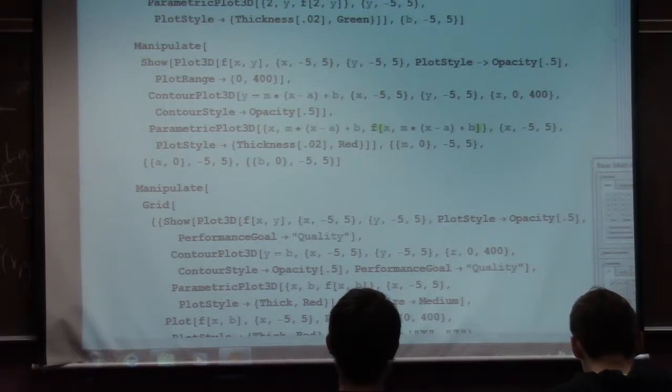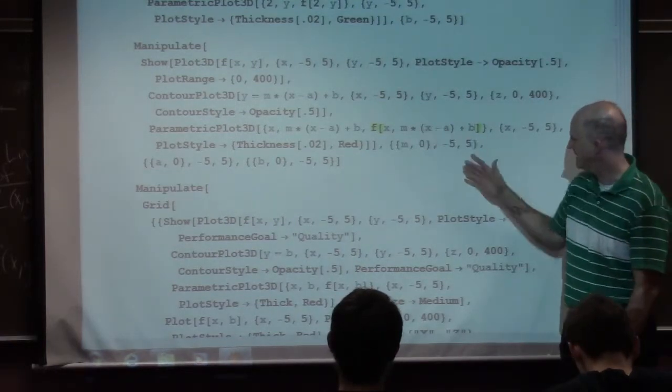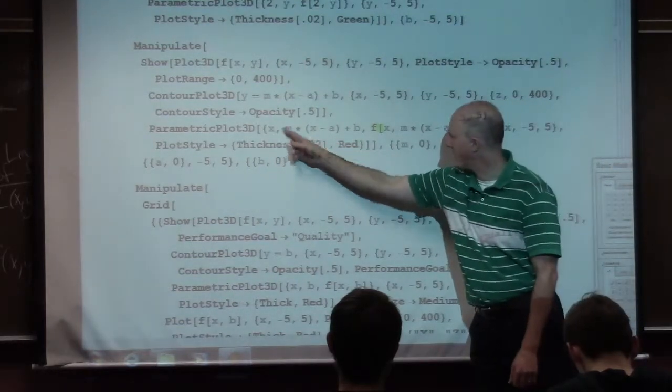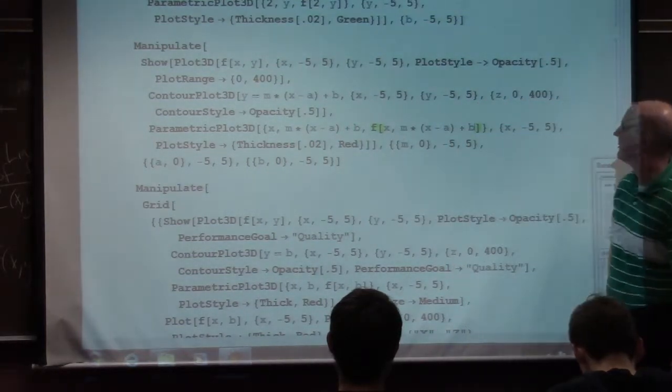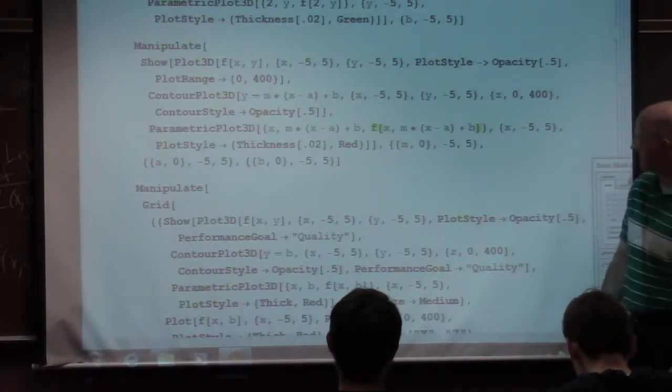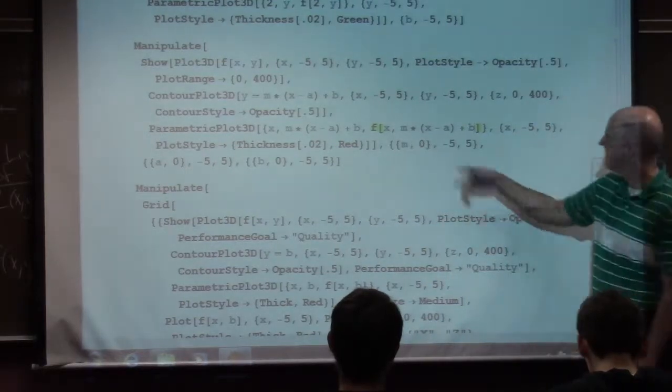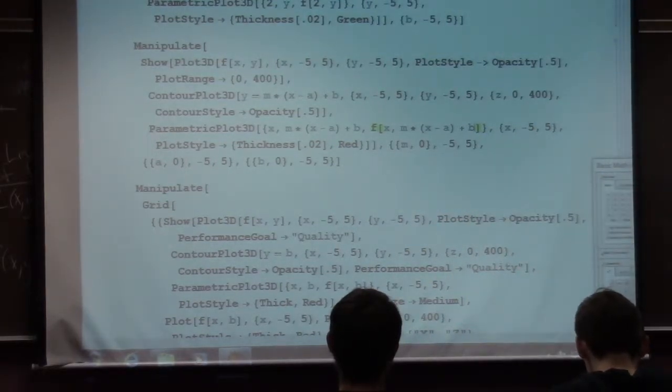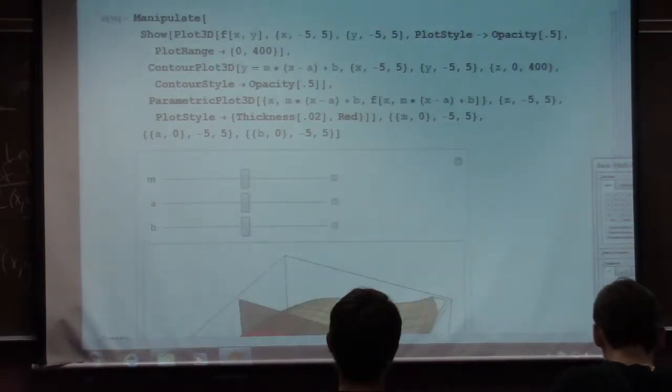Again, m, a, and b are going to be fixed when this makes this plot. x will be the parameter for the parametric plot. This will trace out a curve for specific m, a, and b, but then m, a, and b can be changed because they're the animation parameters. So I think this is going to do what we want it to do.